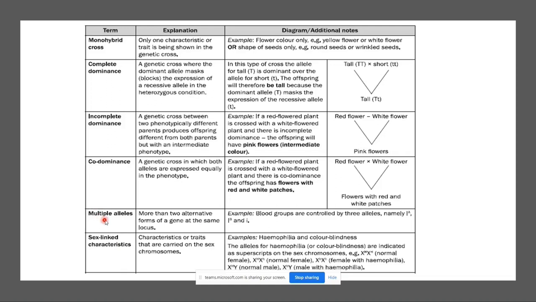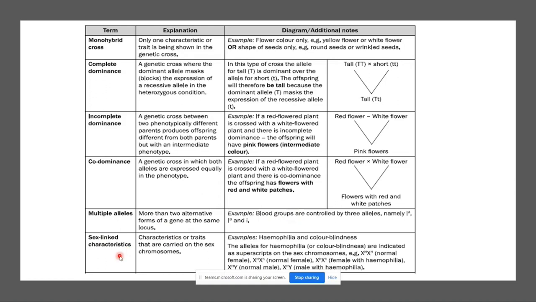Multiple. What does multiple mean? Many. It doesn't just have one allele. You have more than two forms of a gene at the same locus. An example, we're not going to do it today, but in our next section on genetics, we look at blood groups. Sex-linked characteristics.